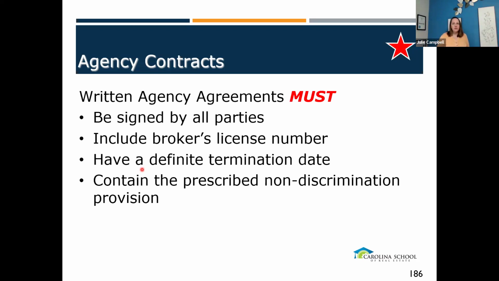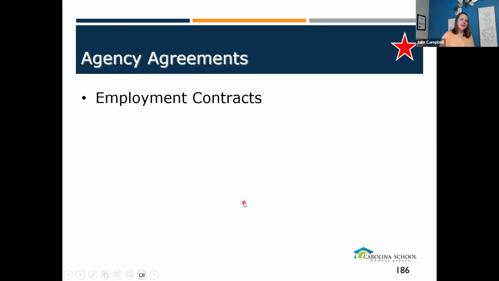So any of our written agency agreements must have these 4 things. Please always remember, agency agreements are employment contracts. I'm being hired to do a specific job. If you enter into a listing agreement with me, you're hiring me to list and sell your house. If you enter into a buyer's agency agreement, you're hiring me to help you locate and purchase a property. Property management agreement, you're hiring me to manage your property. They're employment contracts.